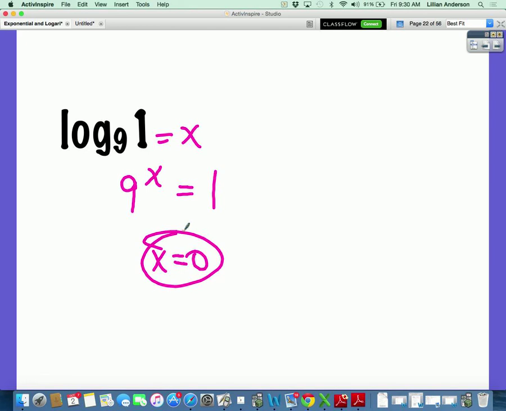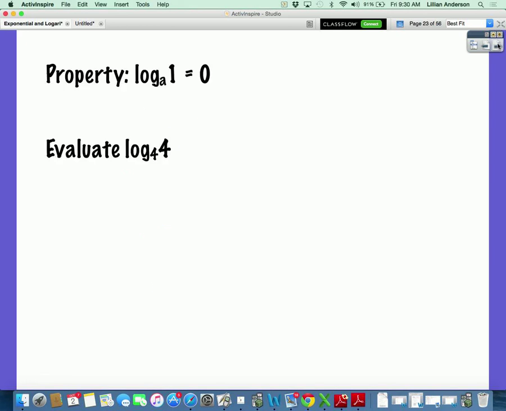So speaking of that, going back to your notes, that's the property of logarithms, okay? The log of any base of 1 is always 0, okay? So just like you guys did on your whiteboards, you put in exponential form, there's only one possible number that can be raised to get 1.